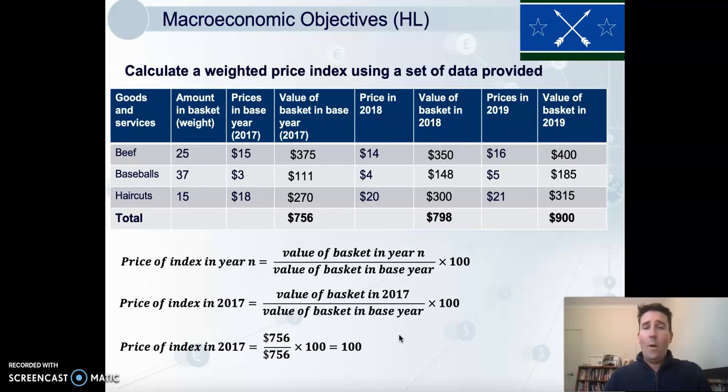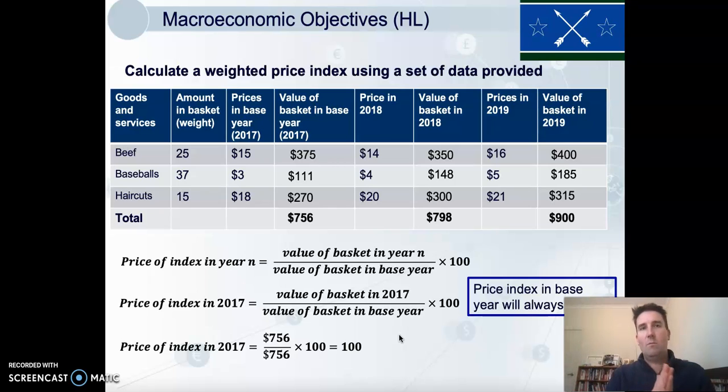So this will always be true for the base year. The price index in the base year will always be 100. And then we can see how it's changed with reference to 100. So we're going to create the weighted price indices for 2018 and 2019. So we'll just follow the same equation, plug in the numbers. So pause and have a go.